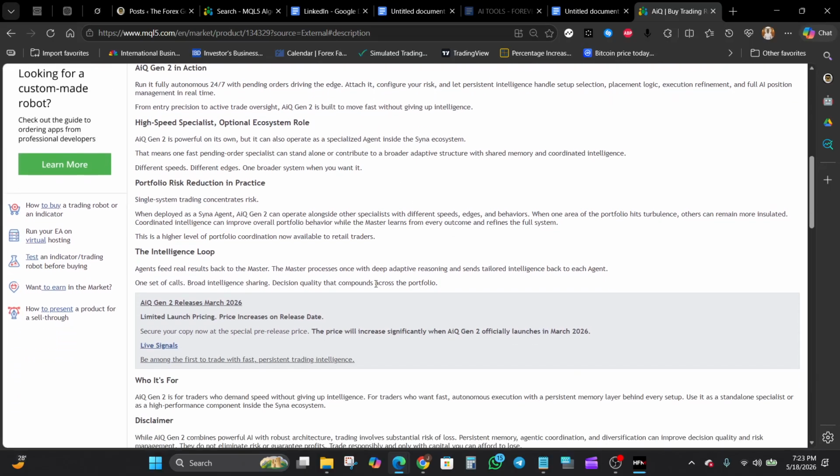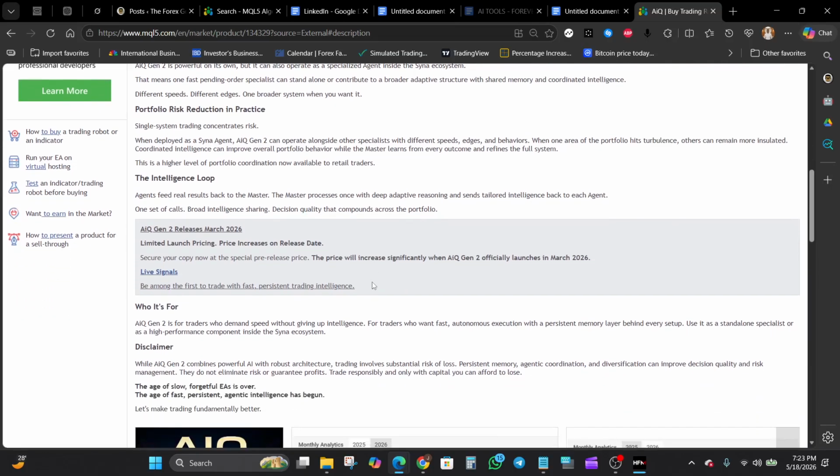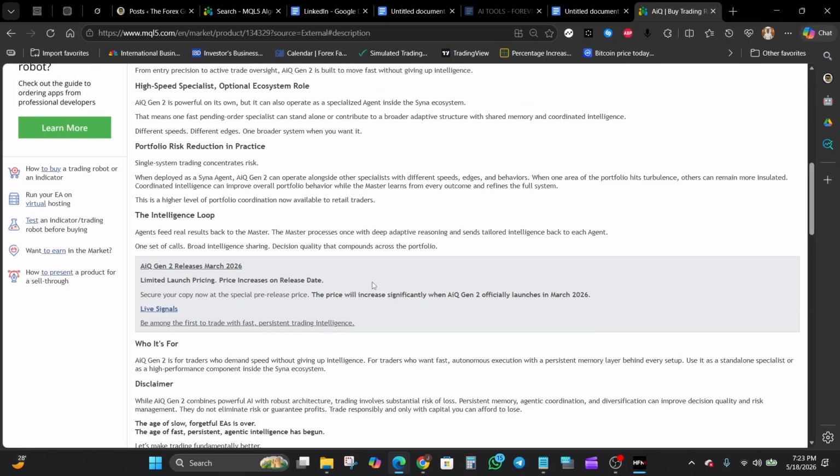All right, looking at the feature description, there is flexibility in how trades are managed. The EA can use fixed take profit and stop loss structures, or it can apply more adaptive targeting, depending on how it is configured. There is also mention of full AI position management, which suggests that once a trade is running, the system continues to actively monitor and adjust based on conditions.